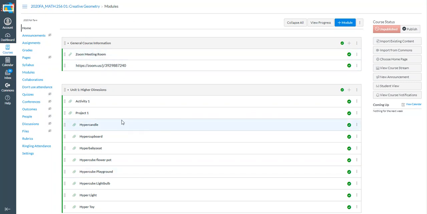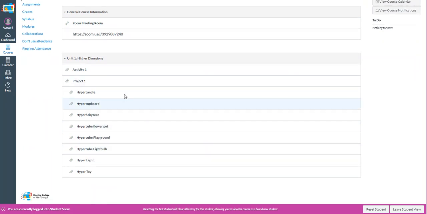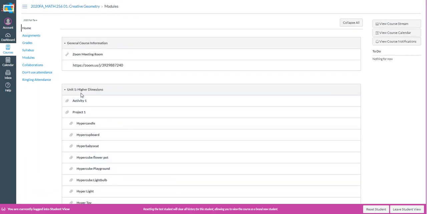Now, my page looks a little different. Let me just switch over to what you see. There's what they call the student view, and there's just some extra stuff on mine. The first unit is here for yours, and I'll be adding an instructional video here under Unit 1.